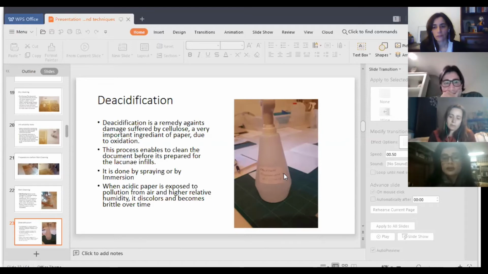It is done either by immersion or by spraying. It cleans the document before the lacunae infills. Also, when acidic paper is exposed to pollution from air and high relative humidity, it becomes brittle over time.